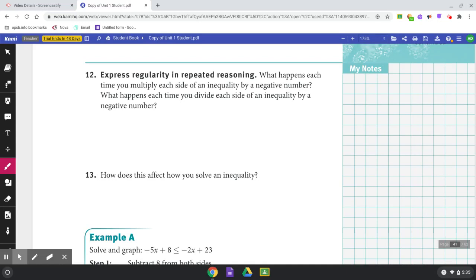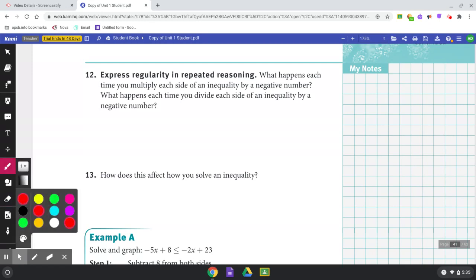Question number 12. What happens each time you multiply each side of an inequality by a negative number? And what happens each time you divide each side of an inequality by a negative number? So what happens when you multiply or divide by a negative number? Anytime you multiply or divide by a negative number, the inequality sign flips. So you need to know that the inequality sign flips.